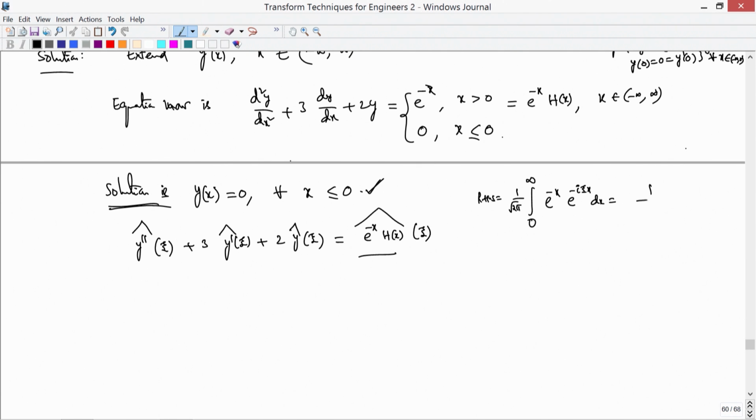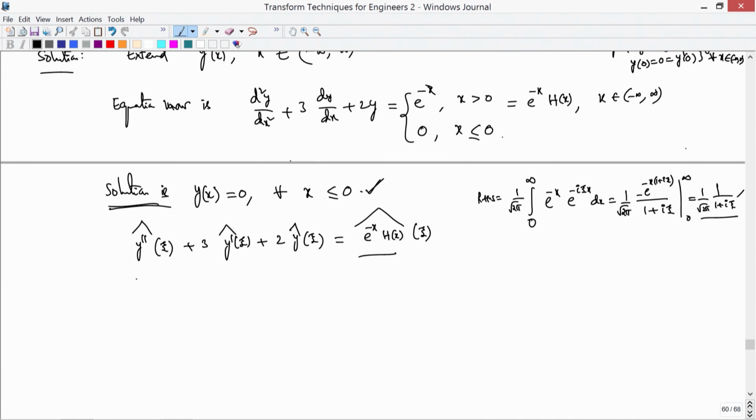So, what you get is 1 over 1 plus I xi, and 1 by root 2 pi is a constant, with e power minus x times 1 plus I xi. Of course, the minus sign is there. So, if you apply the limits 0 to infinity, this is equal to 1 by root 2 pi times 1 over 1 plus I xi. So, the inverse transform of this is e power minus x h of x. If you are given it like this, you can easily see the inverse transform is e power minus x h of x.